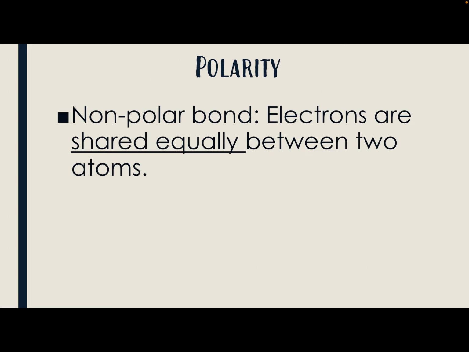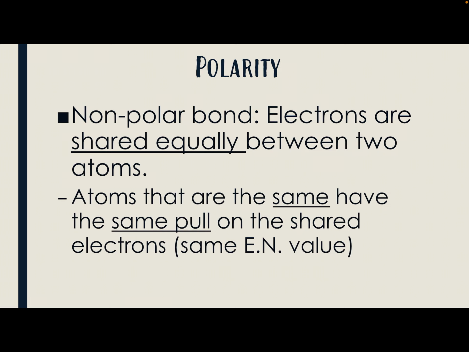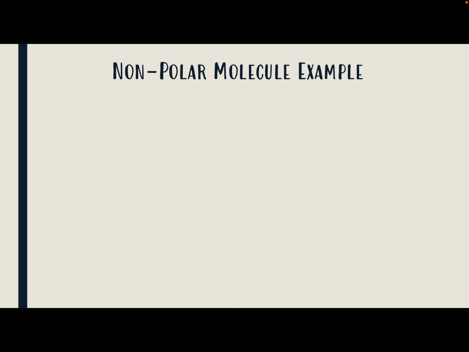Okay. Now a nonpolar bond is when electrons are shared equally between two atoms. This occurs because the atoms have the same pull on the shared electrons. They have the same electronegativity value. Atoms that are the same have the same electronegativity value. Just like if you cloned yourself and played tug of war with yourself, y'all would have the same strength. Whereas if you have two different elements, you may have similar strengths, and so it won't cause much polarity.